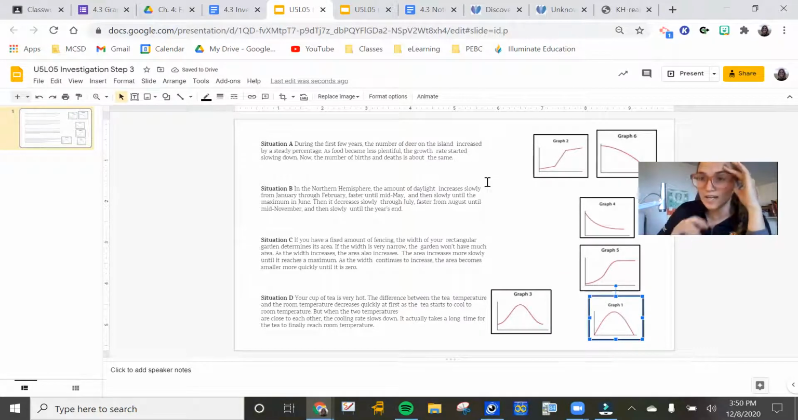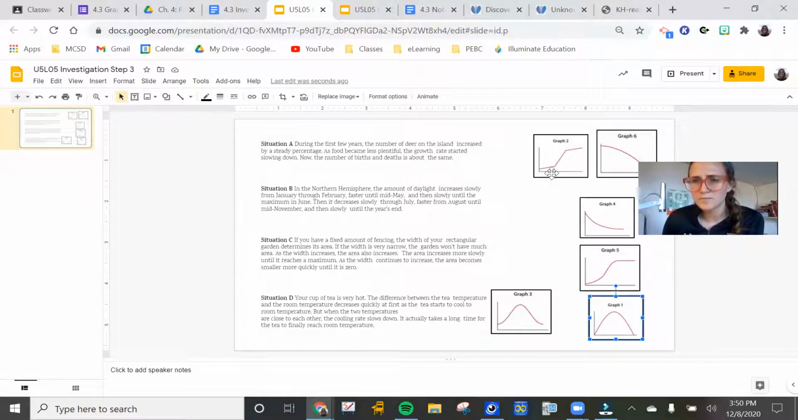So at first they're increasing, so the graph is rising from left to right. And then as food became less plentiful, at a certain point in time, the growth rate started slowing down. Slowing down does not mean decreasing. It does not mean stopping. It just means the slope became less steep, okay? And then now the number of births and deaths are about the same. So it seems like it's going to be increasing and then flattening out.